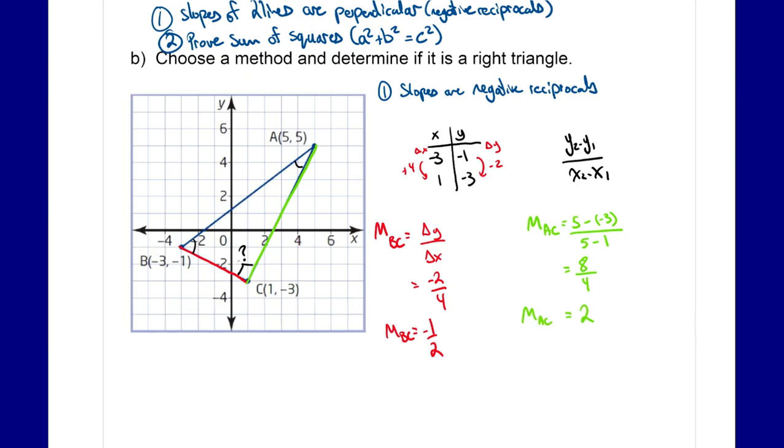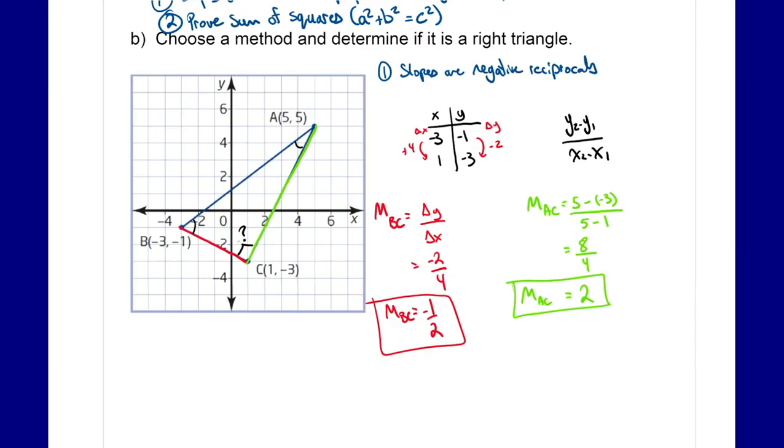AC. So looking at these two slopes, are they perpendicular? Right, because these two slopes are perpendicular, they are negative reciprocals, right? They're opposite and they're flipped. Therefore, BC is perpendicular with AC.